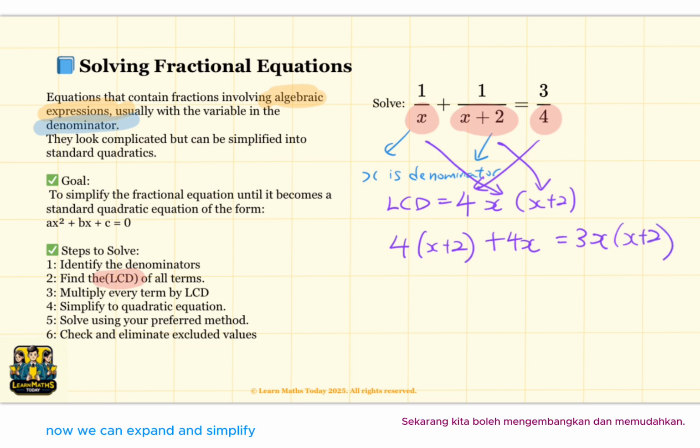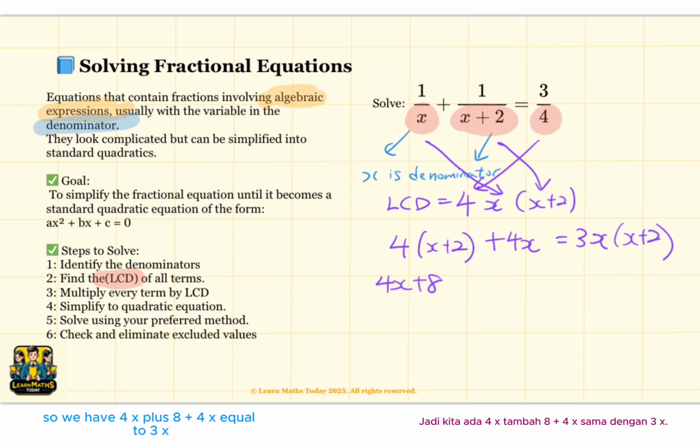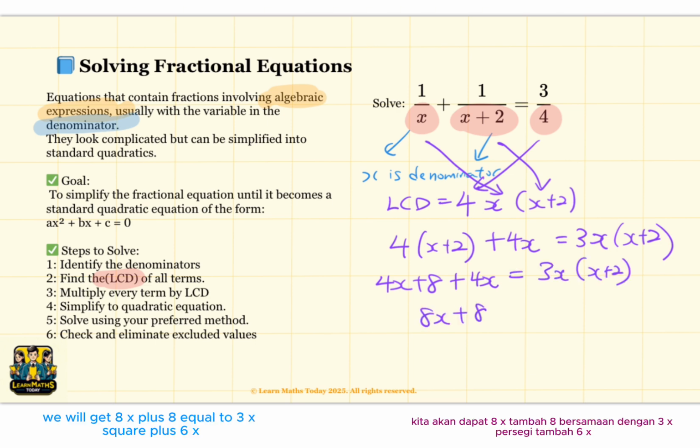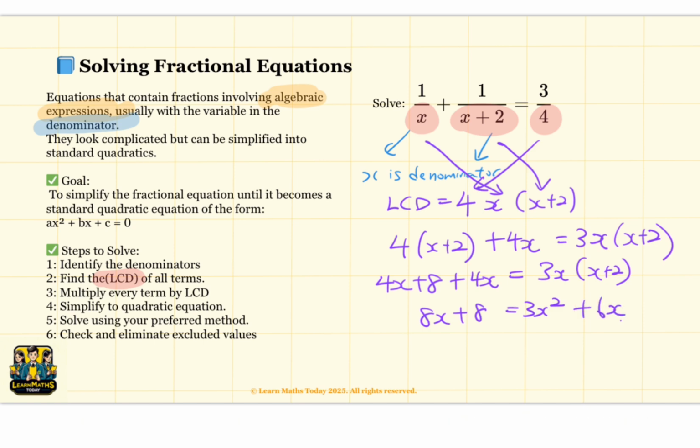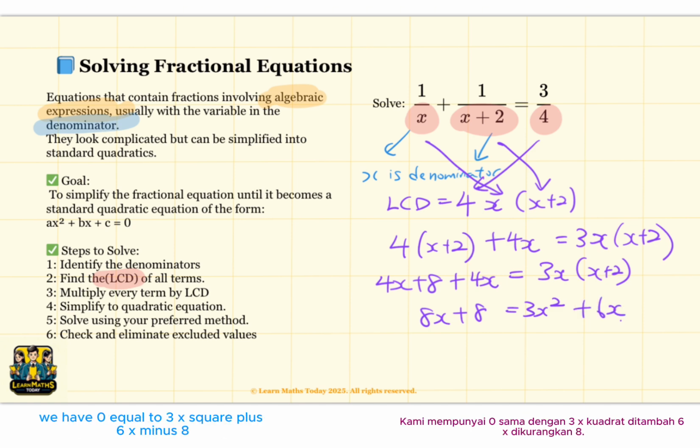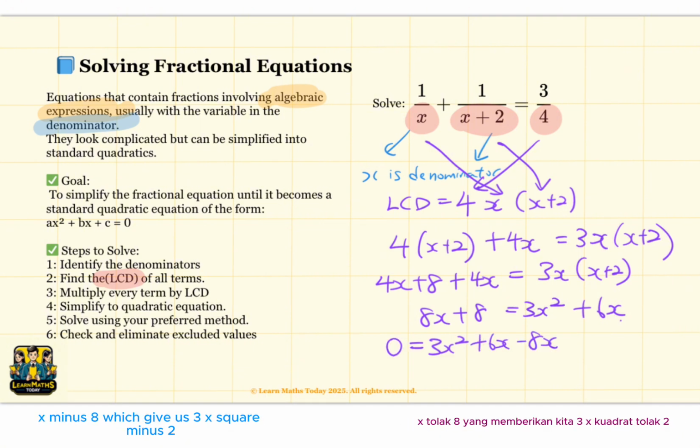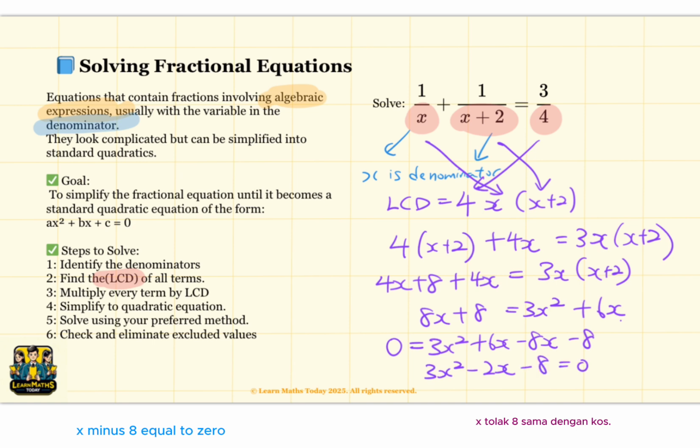Now we can expand and simplify. 4 times x plus 2 becomes 4x plus 8. So we have 4x plus 8 plus 4x equal to 3x multiplied by x plus 2. We will get 8x plus 8 equal to 3x squared plus 6x. Rearranging to standard form, we have 0 equal to 3x squared plus 6x minus 8x minus 8, which gives us 3x squared minus 2x minus 8 equal to 0.